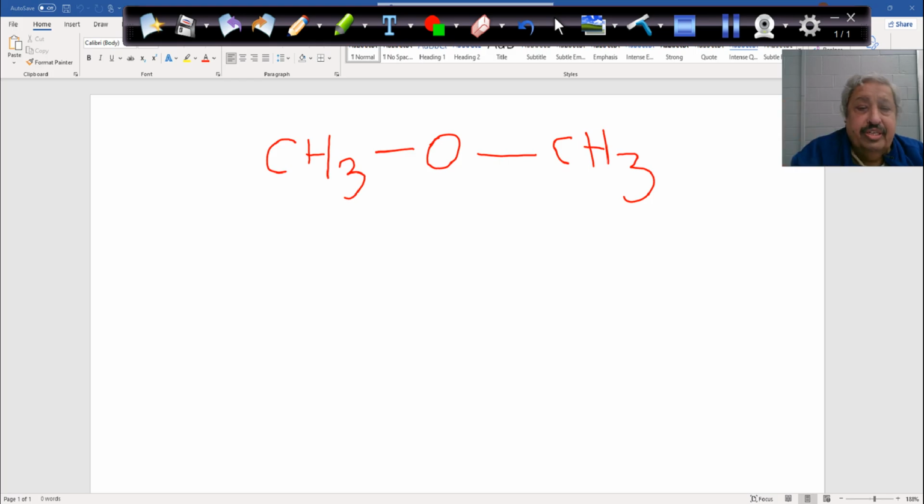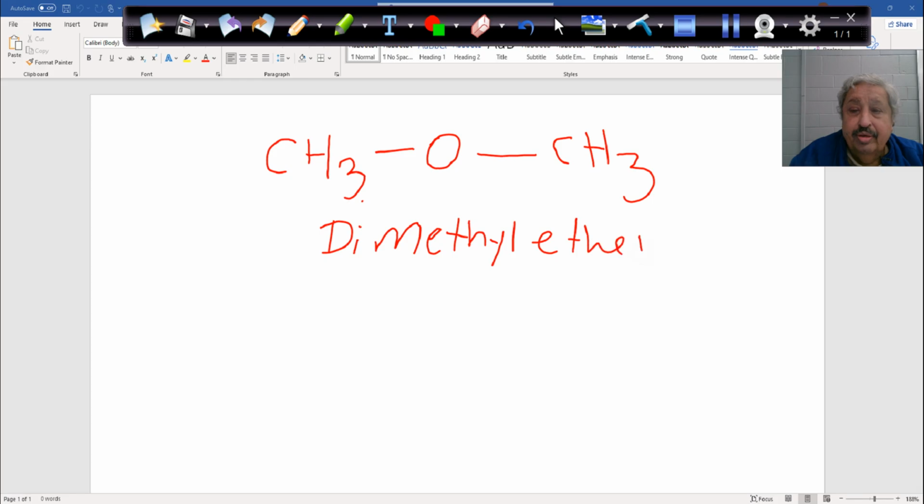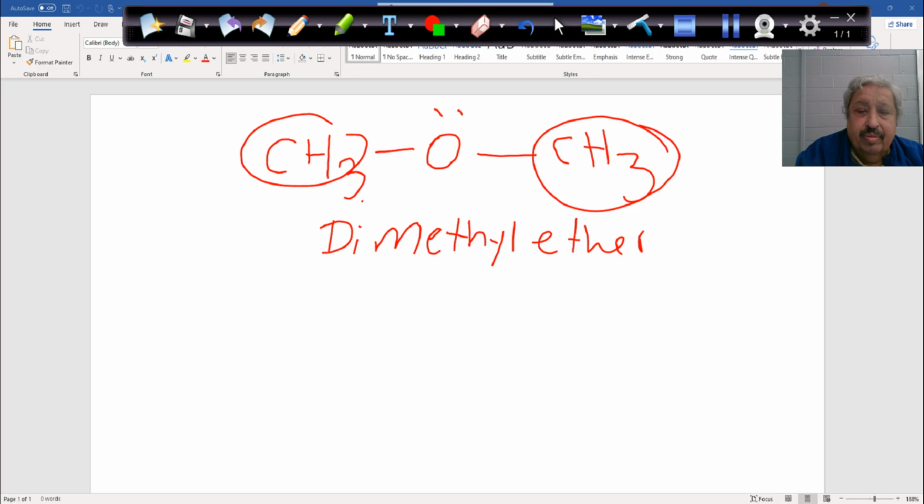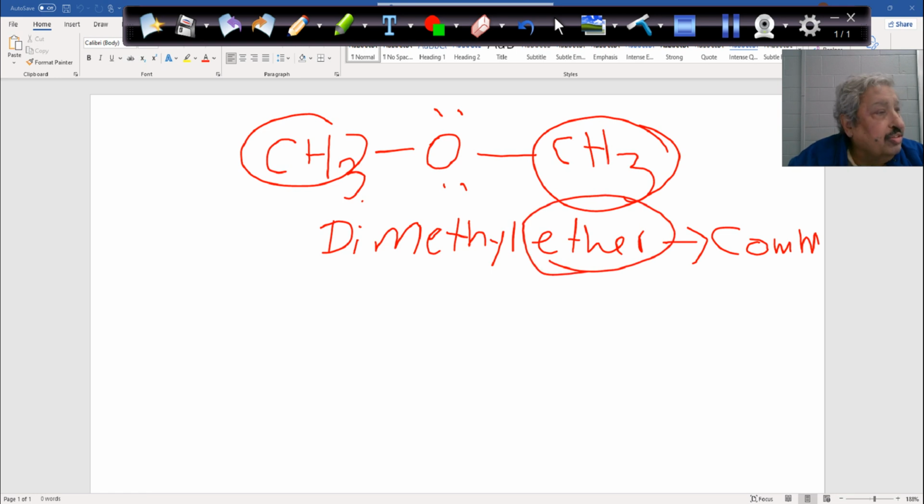However, this is called dimethyl ether. You have two methyls, and this functional group, this here, oxygen. But that's a common name. Anytime I have the ending with the same group, the functional group, that is a common name. Aldehydes, ketones, phenols. At the end, if I have it, then it mostly will be a common name.